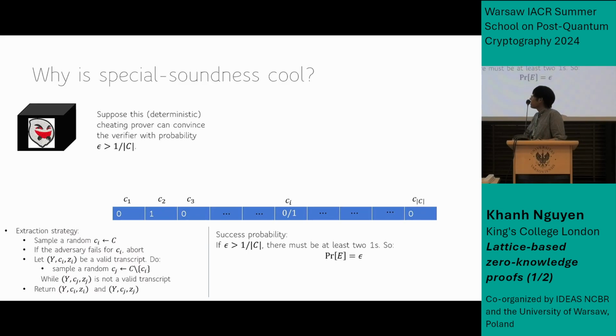So there must be at least 2 one entries in this table. So if I hit 1, then at some point I will hit another one. So the probability of succeeding in this extraction strategy is exactly epsilon.